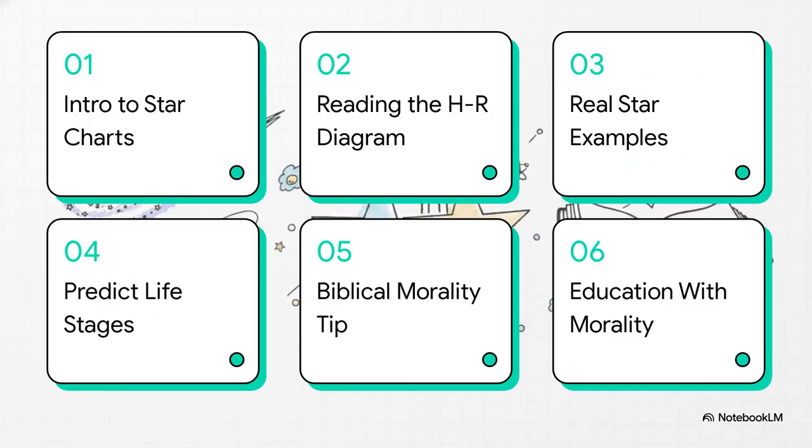Here is our roadmap for today's explainer. We'll start with an introduction to star charts, move on to reading the famous HR diagram, look at some real star examples, and learn how to predict stellar life stages. Then, we'll explore the biblical morality tip and conclude with the concept of education with morality.